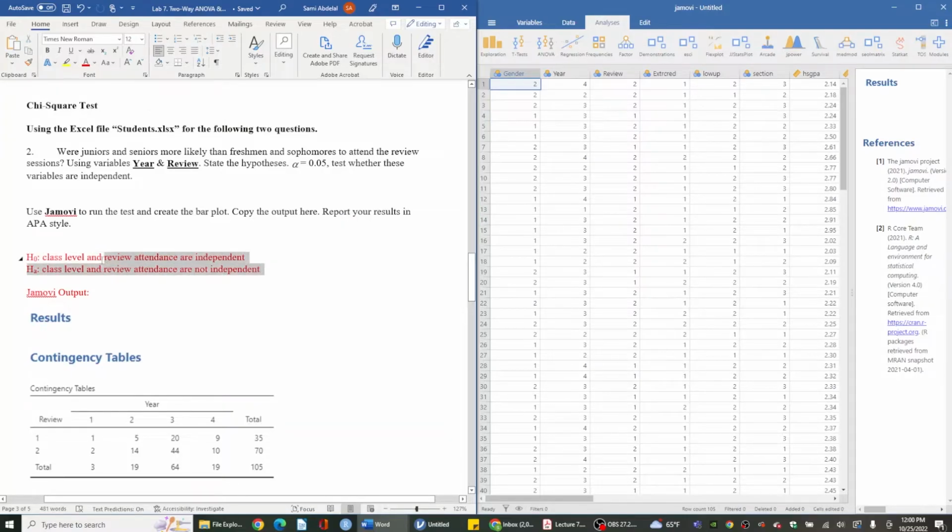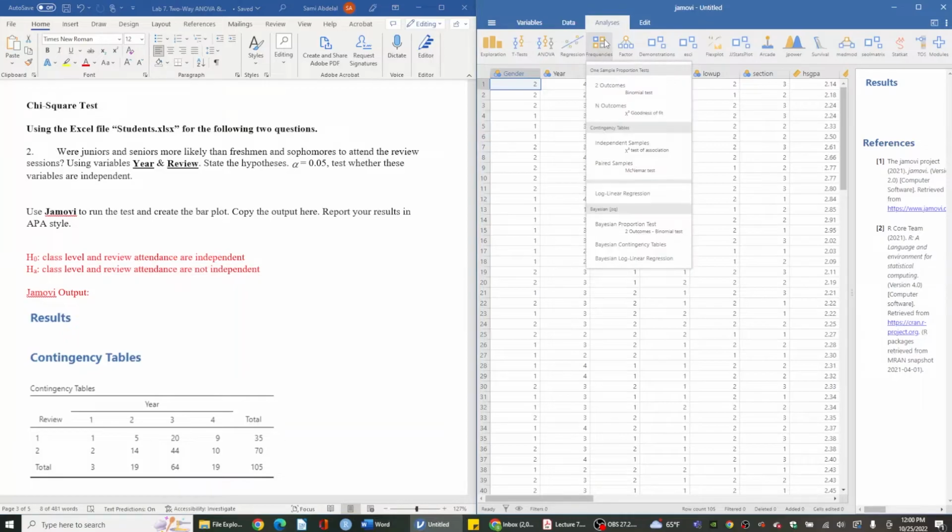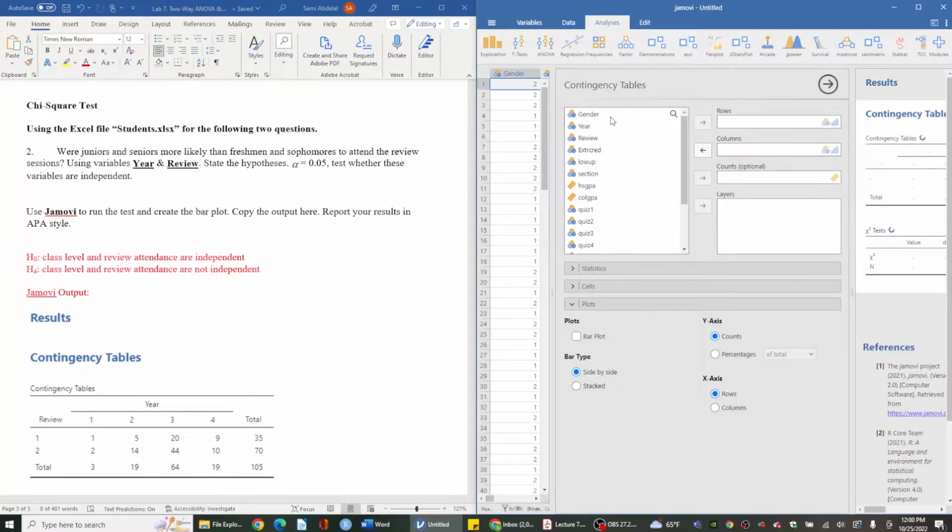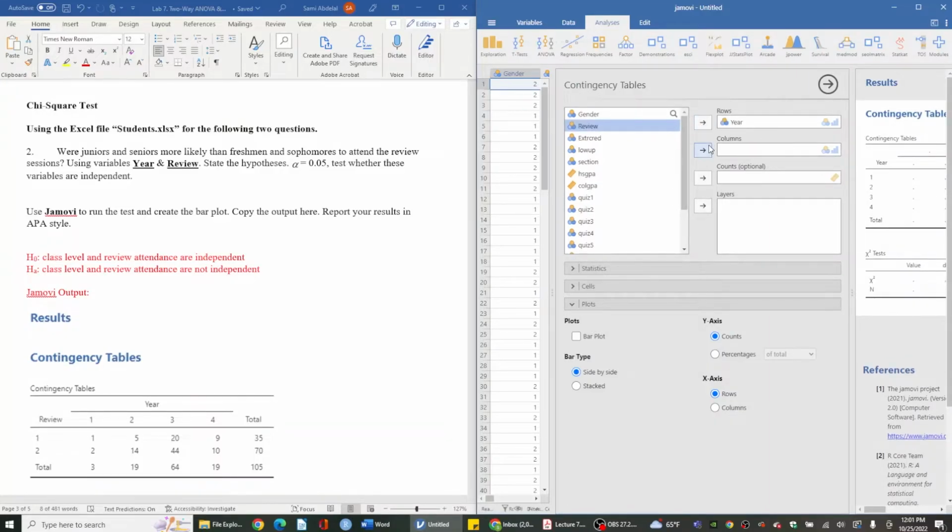That's the null. And then the alternative hypothesis is that the class level and review attendance are not independent of one another. And I guess you've kind of got a sneak preview here of the contingency table, but I've already imported my data set, the students Excel file, it'll be on Blackboard, into JAMOVI. And now we're going to run a chi-square. So we'll go to frequencies, we'll go to independent samples, and then we'll throw year, and then review.